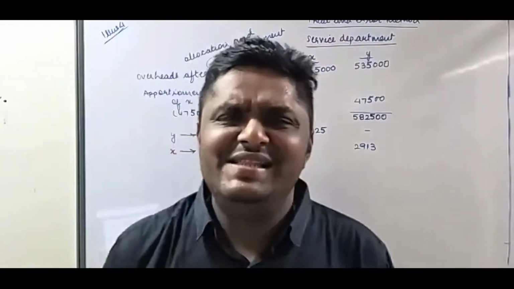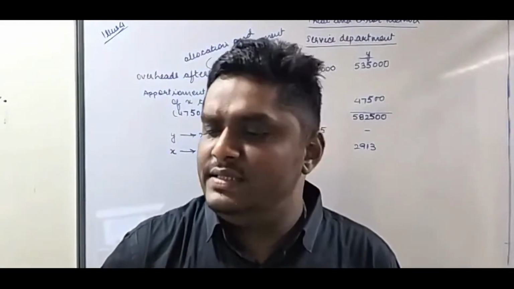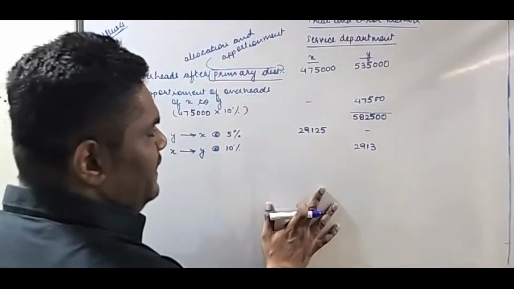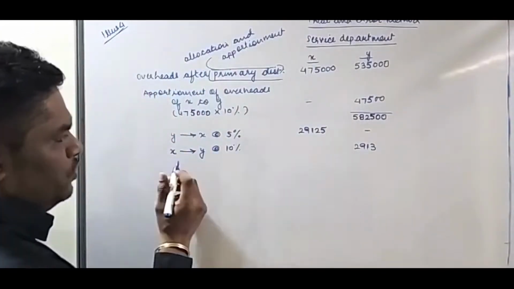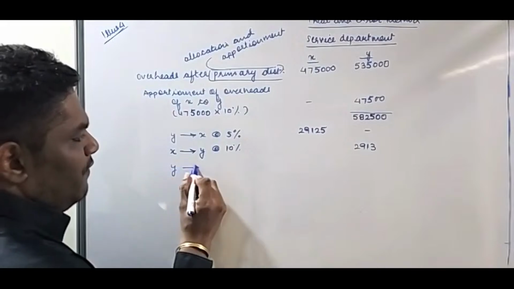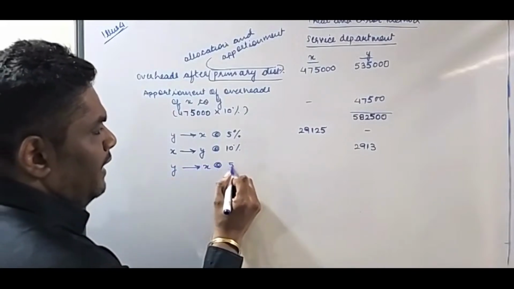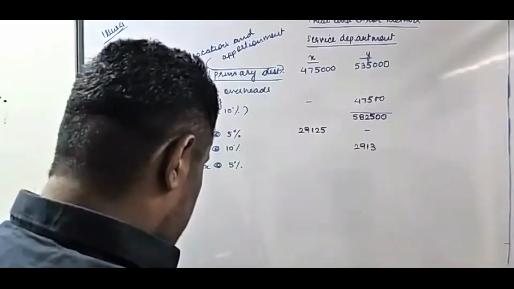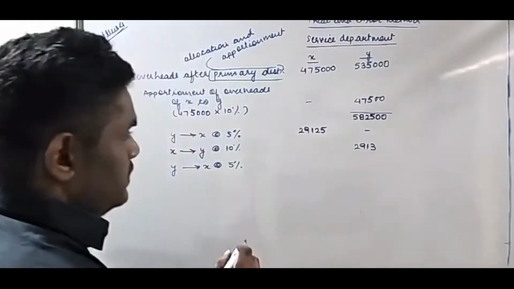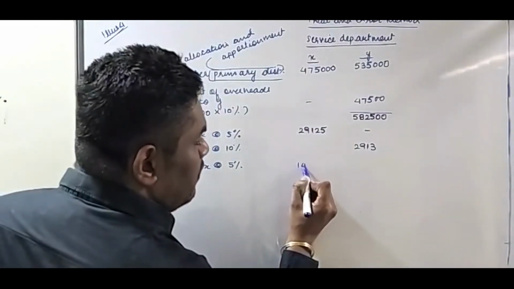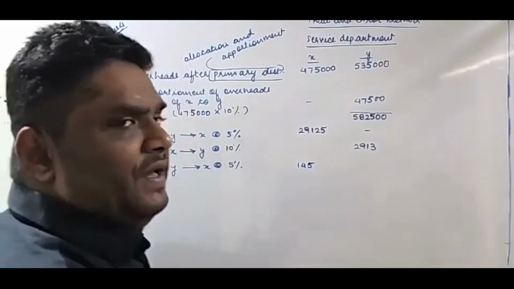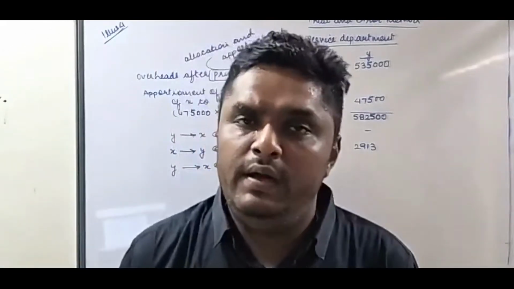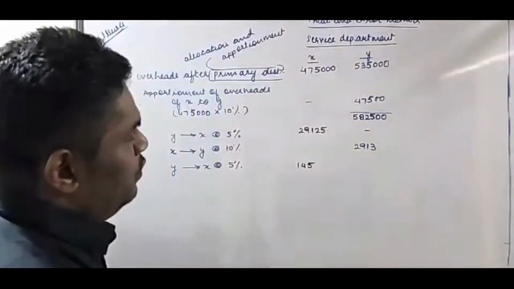It is more or less like the repeated distribution method, but as compared to the repetitive distribution, it's comparatively easy and less time consuming. Again, from Y to X at the rate of 5%. So this will be 145. Once the figure is in 3 digits, you can just stop the distribution part and you can calculate the total overheads.